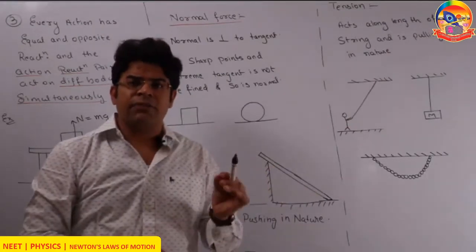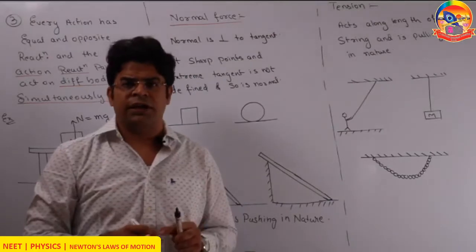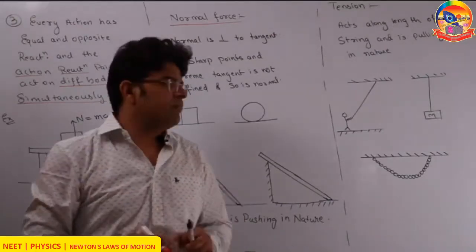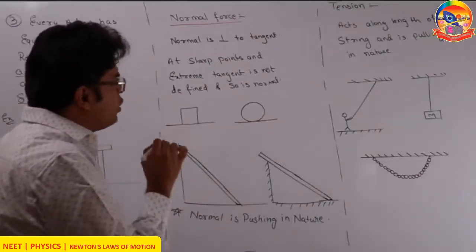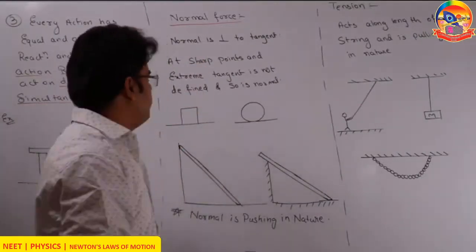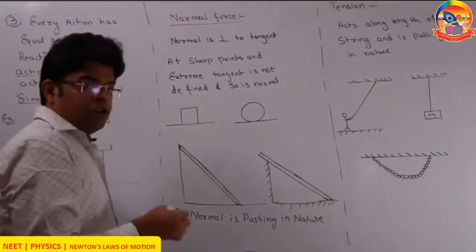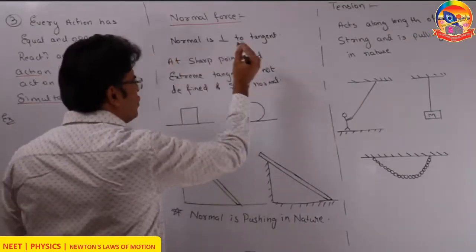But what is the meaning of normal? The mathematical definition of normal is perpendicular to tangent. If you have got any curve and at any point on the curve, you draw a perpendicular to the tangent, that is called the normal. But one strong thing that has to be remembered here: normal is perpendicular to tangent.